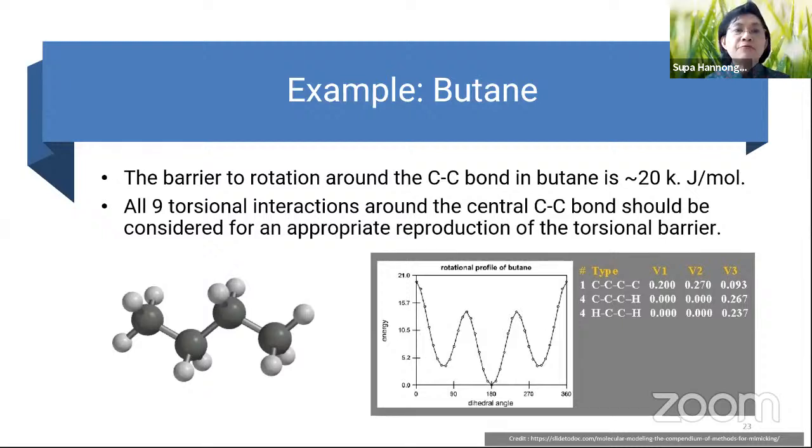If we have the structure, very simple, butane, you have the carbon atoms, four carbon atoms, connected with the hydrogen atoms. And then you can change the structure of the butane. You can imagine that when we make the bond torsional of the butane to be 0, the energy is very high, about 20 kJ per mole.